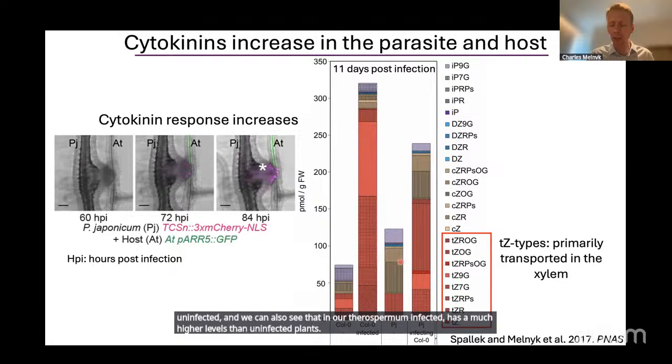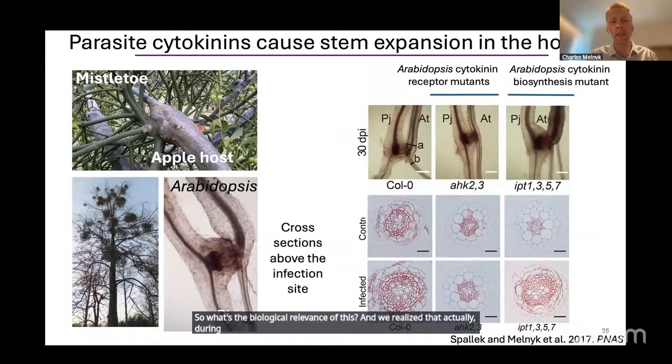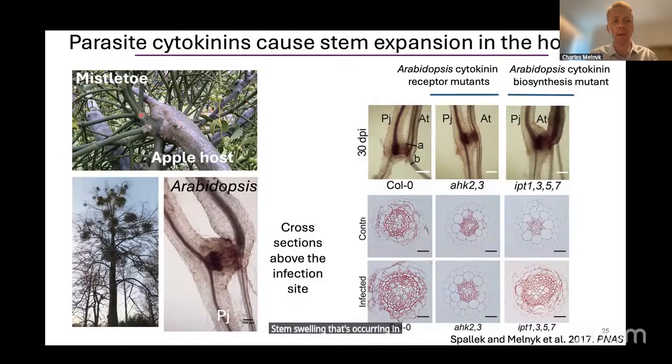So what's the biological relevance of this? We realized that during the process of plant infection, you can see this nice stem swelling occurring in the host. Mistletoe infects its apple host and causes swelling.